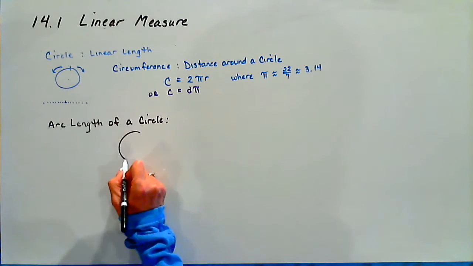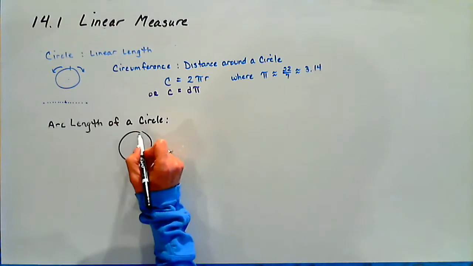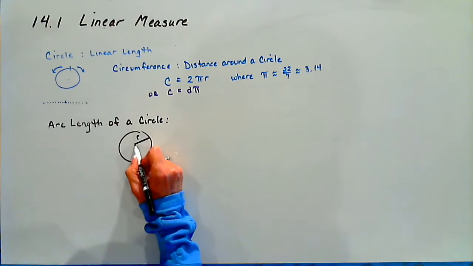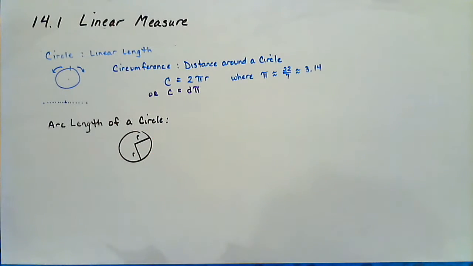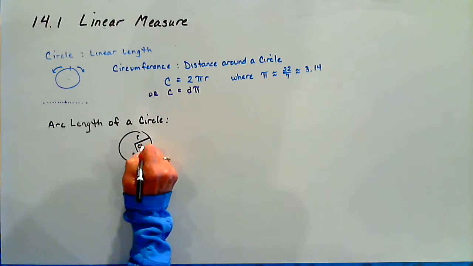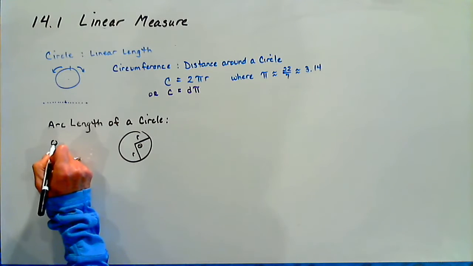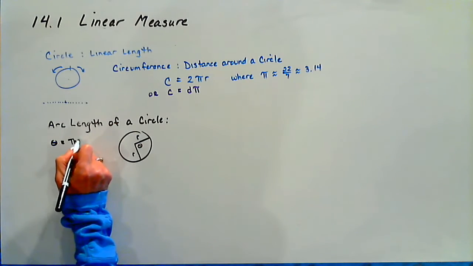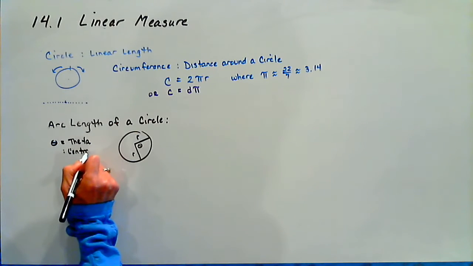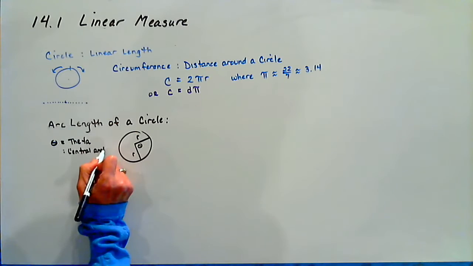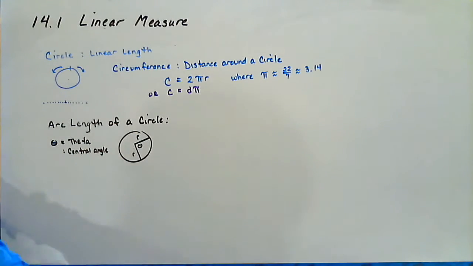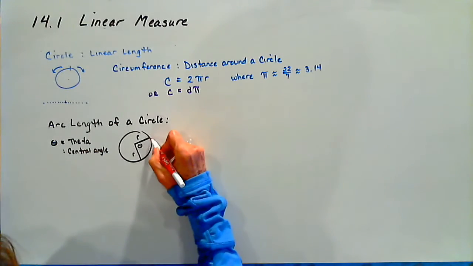If I give you a circle, and on this circle I give you a radius, here's the same radius because it's the same circle, and I give you some central angle that I call theta. This is the Greek letter theta. It's just the central angle. But I'm asking you to find this arc length.